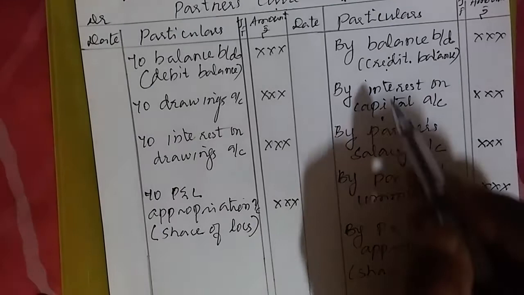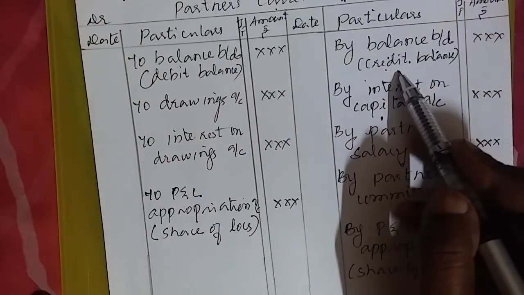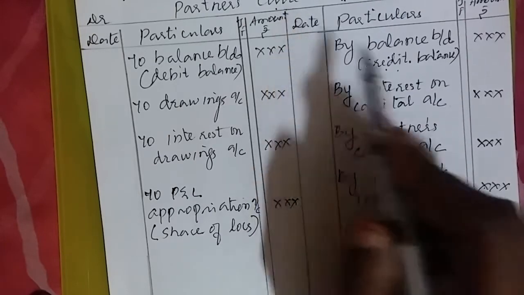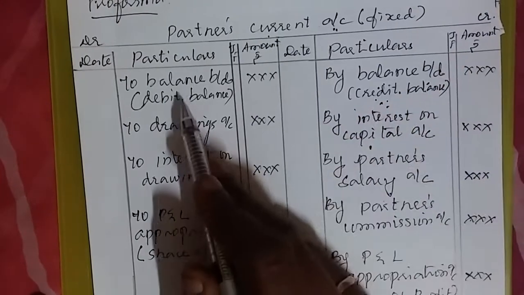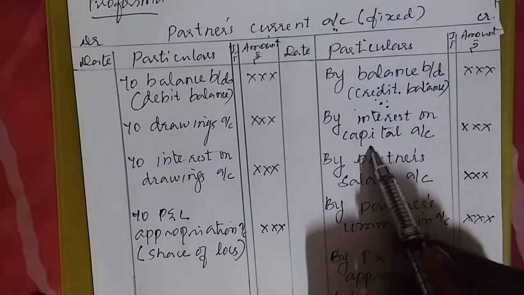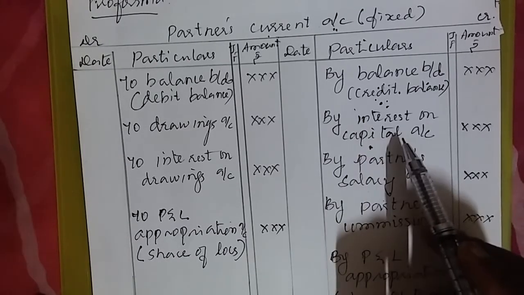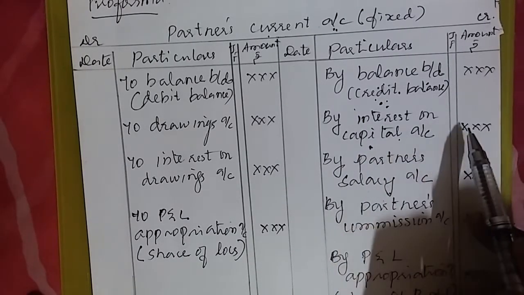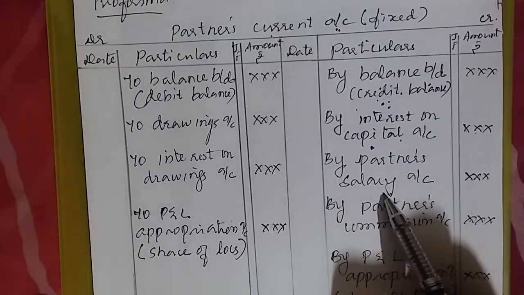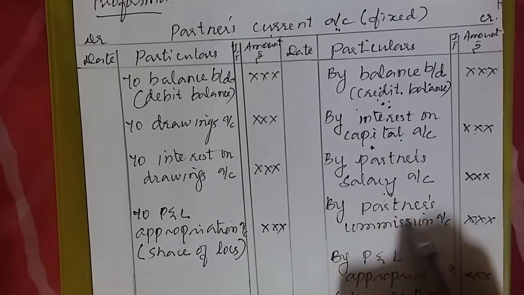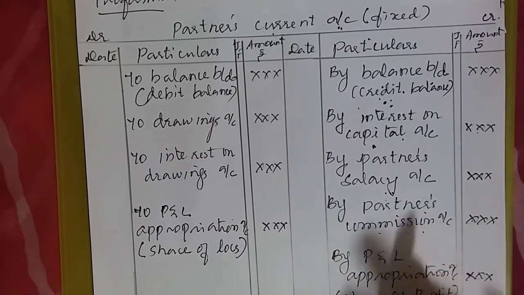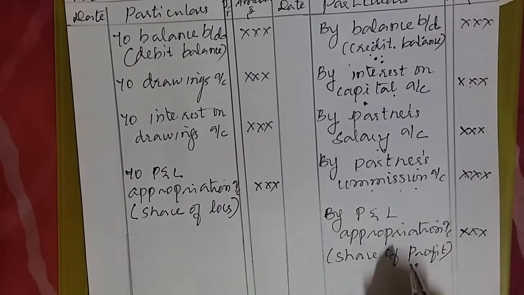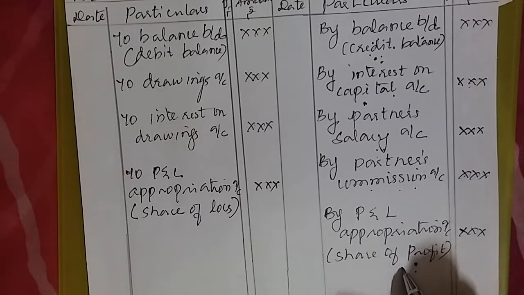How do we recall? See here, it is the balance value of current account. If it is a credit balance, we take this credit balance on the credit side. Debit balance should be taken on the debit side. Interest on capital is an income to the partner, we take this to the credit side. Partner's salary is also an income, we write this on the credit side. Partner's commission is also an income, we record this on the credit side. P&L appropriation profit transferred to partner's current account, we have taken on the credit side.